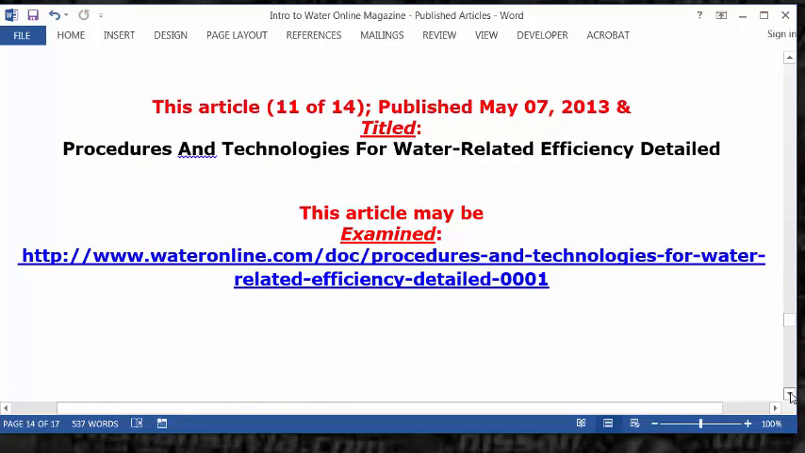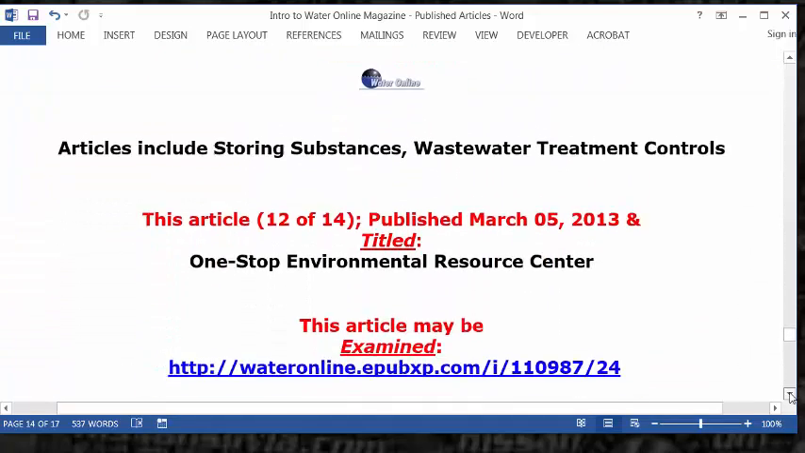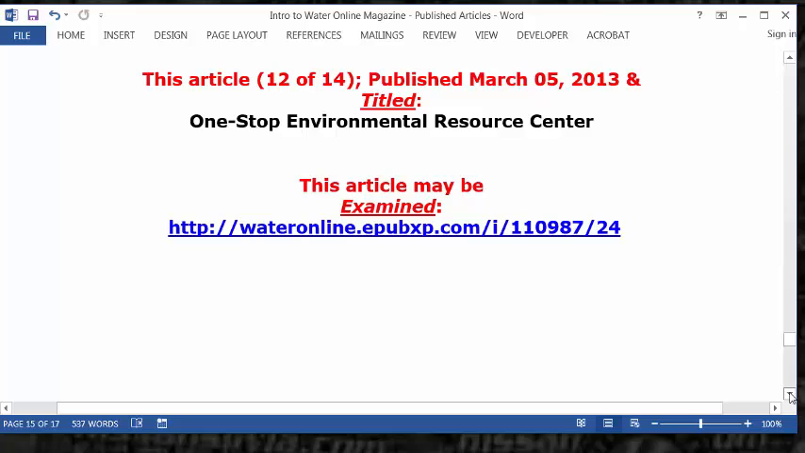Article 11 of 14, published May 7, 2013, and it is titled Procedures and Technologies for Water-Related Efficiency, Detailed, and this is the link on their site. And Article 12 of 14, published March 5, 2013, titled One Step Environmental Resource Center. This actually is in an e-zine, so this links to the actual article in the e-zine itself. Page 24, I believe, is the page there that it was in.